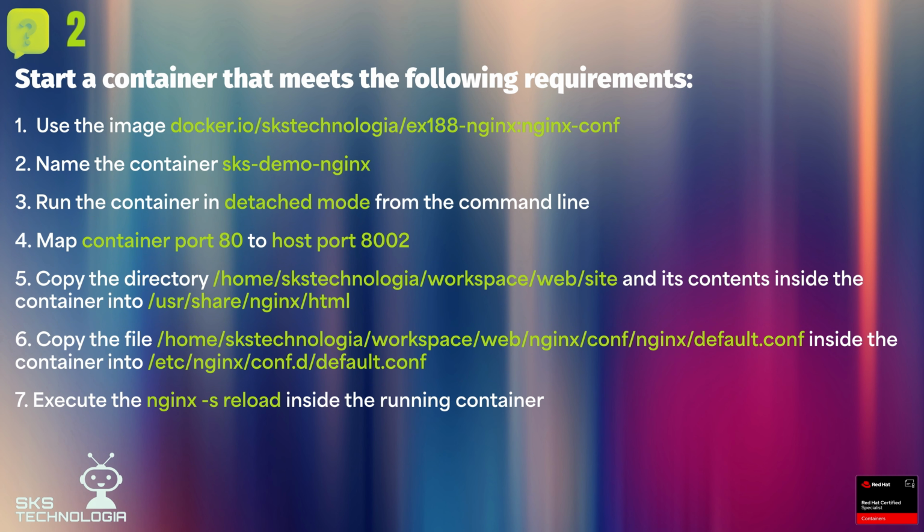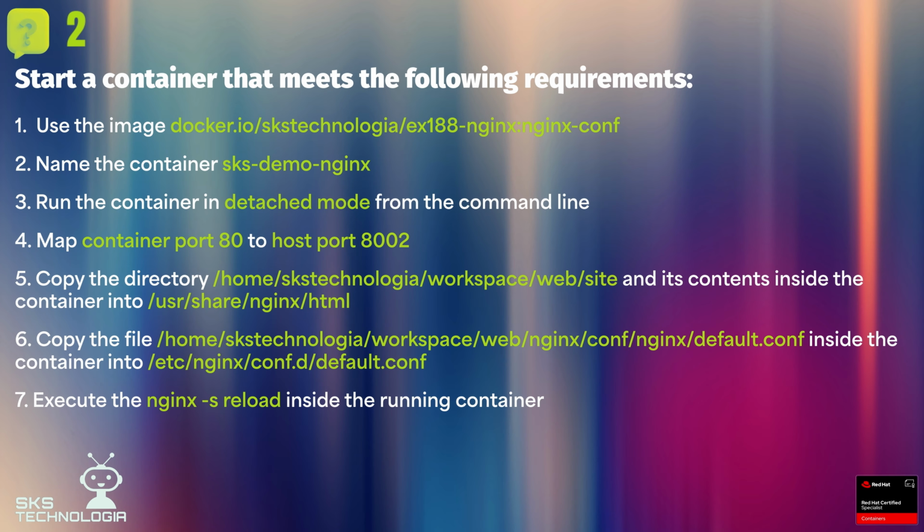Let's move to question number 2. Start a container that meets the following requirements. The first requirement is to use the image. The image name is docker.io/sks technologia/ex188-nginx, but this time with the nginx-conf tag. The second requirement is to name the container sks-demo-nginx.